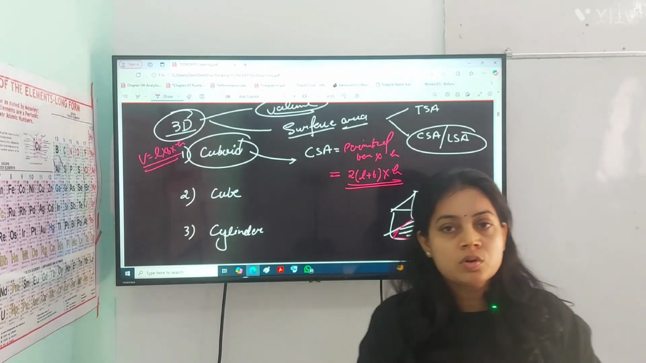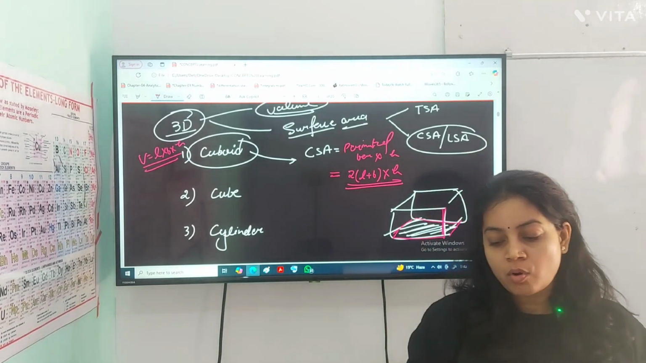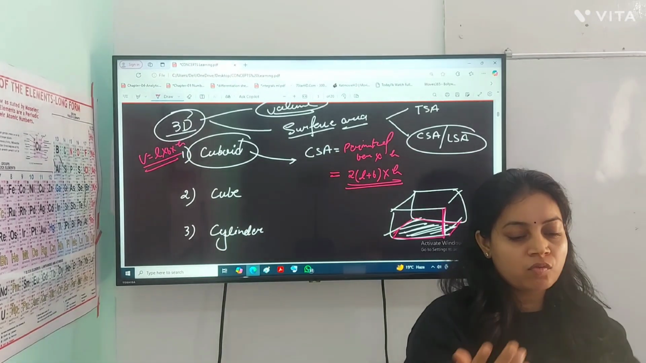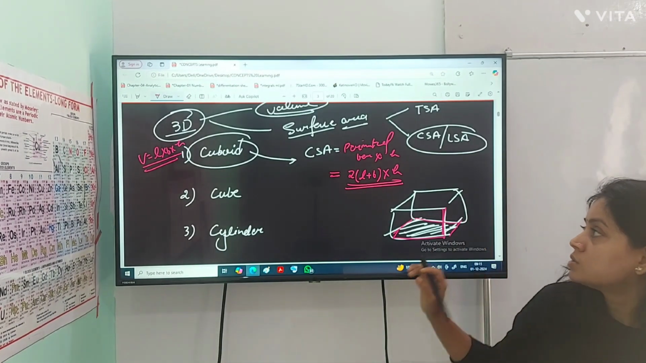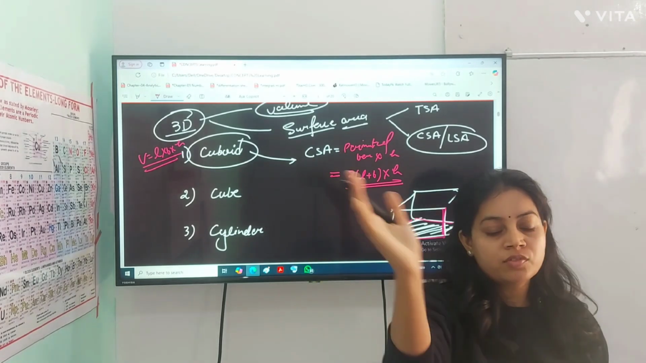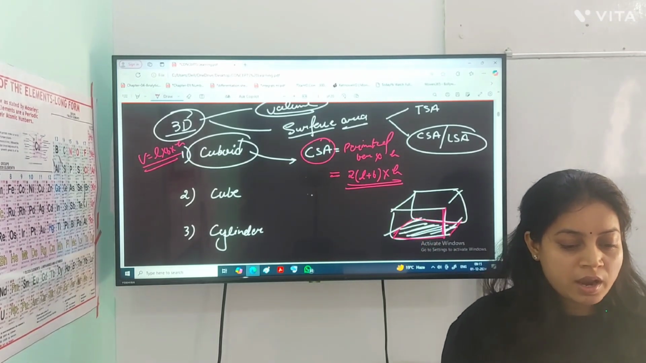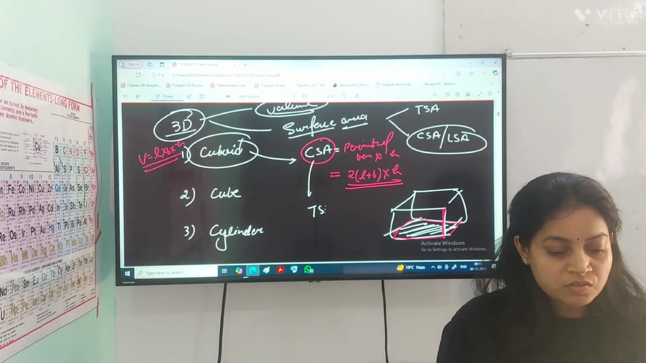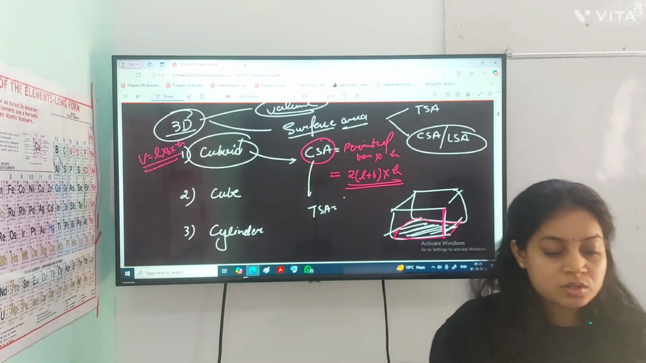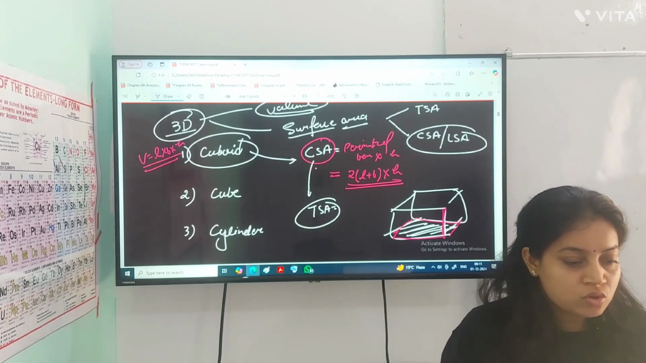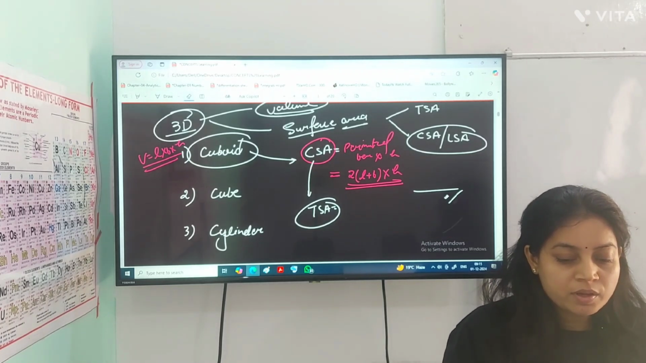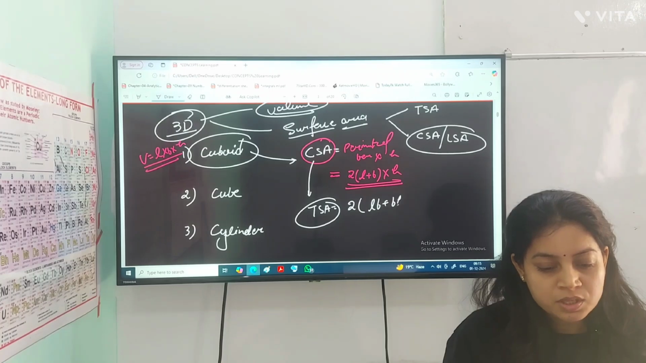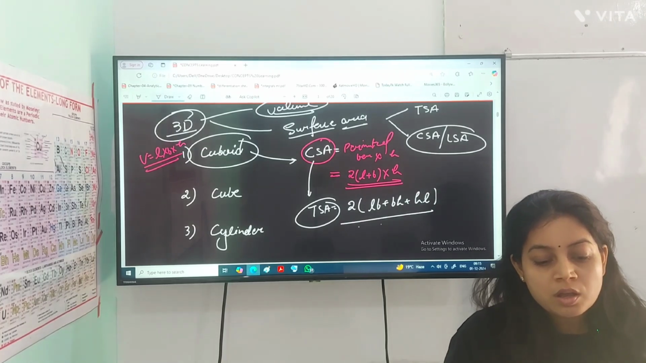So in the cuboid we have 6 surfaces. One is the ceiling and bottom, that is top and bottom. After that, left and right walls and the front and back walls. Total 6 surfaces are there. If I take the area of the 4 walls, that is called CSA, and if I add top and bottom also to the CSA, it will be converted into TSA. So simply, the total surface area of the cuboid will be 2 into (LB plus BH plus HL).